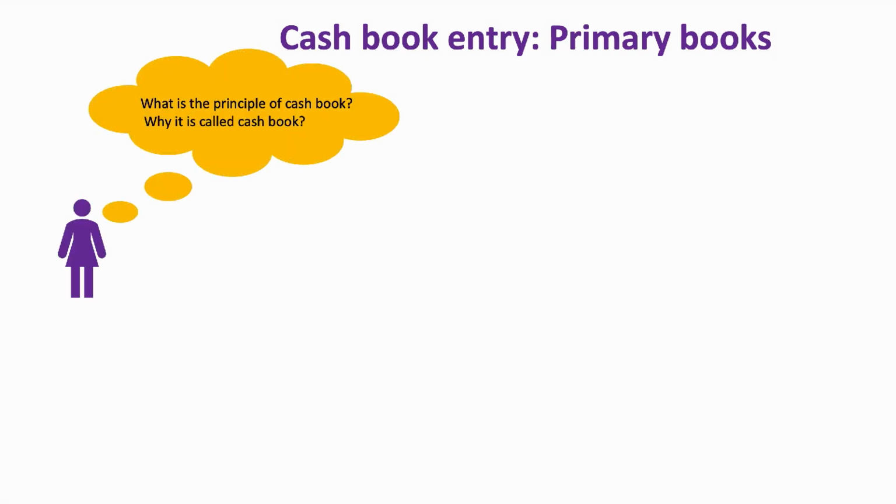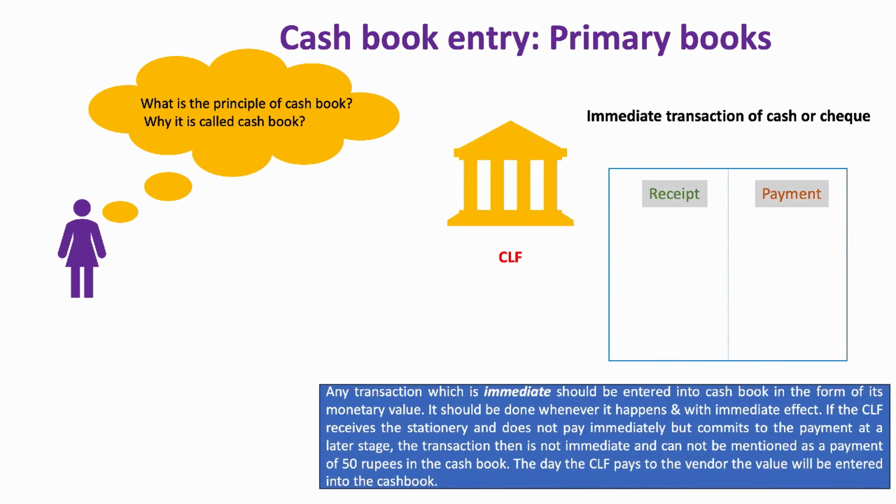Let's first understand what the primary books are, what the principles of writing or entering into a cash book are, and also why it is called a cash book. It is important for us to first understand the term immediate transactions. Any transaction which is immediate should be entered into the cash book in the form of its monetary value. It should be done whenever it happens and with immediate effect.